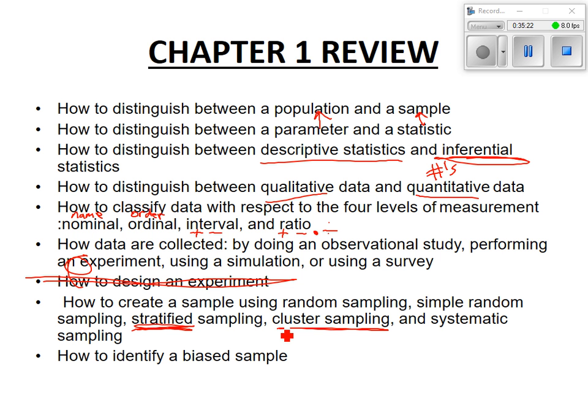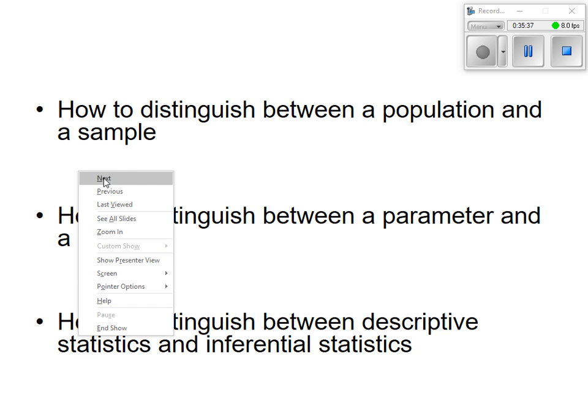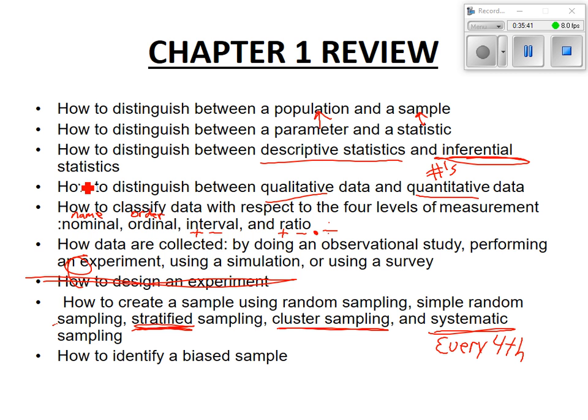Systematic. What's systematic do? Each member is assigned a number. We pick every fourth person. So anytime you hear that, every fourth, every tenth, whatever, that's systematic. That's the one that's sort of mathematical.